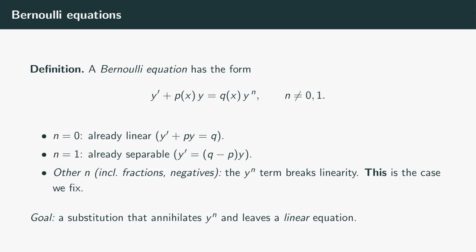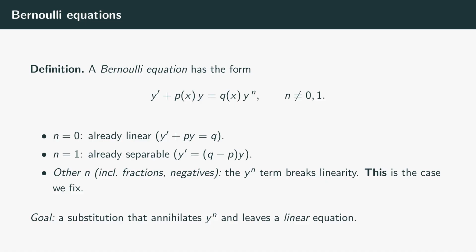Now the second workhorse, the Bernoulli equation. It looks almost linear, y' + p(x)y equals q(x)y^n. The only troublemaker is that y^n on the right, where n is some power. Two values of n are not really troublemakers. If n is 0, the right side is just q, and the equation is already linear, solvable with the integrating factor. If n is 1, the right side is q times y, which combines with the left and makes the equation separable. So those cases need nothing new.